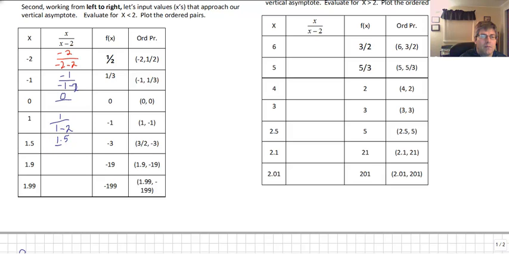Much to my chagrin, we're going to use fractions here. So 1.5 over 1.5 minus 2 gives us an output of negative 3. And so on. We would put 1.9 in. We put 1.9 over 1.9 minus 2. Well, that's 1.9 over negative 0.1, or negative 1/10, so that's negative 19.